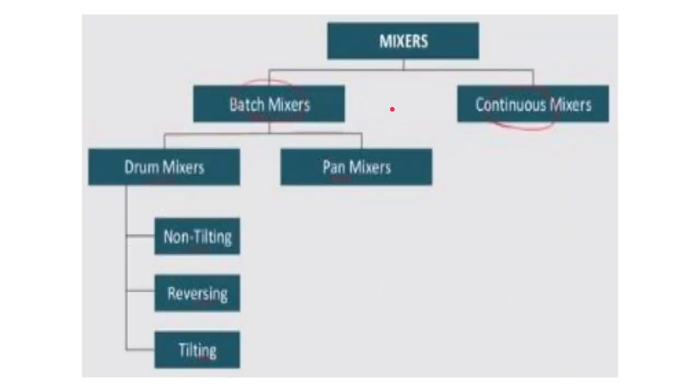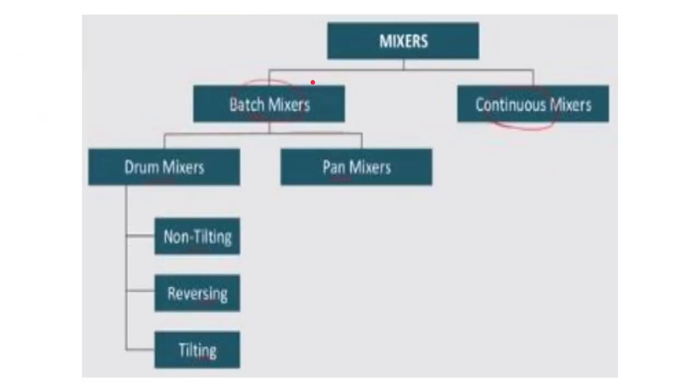So basically, if we talk about mixers, there are two types: batch mixers and continuous mixers. We will go into detail about all of them in the coming slides. Batch mixers can be classified into drum mixers and pan mixers. The drum mixers again are of three types: non-tilting, reversing, and tilting. We basically use the tilting mixer. So let us discuss all of them in detail now.